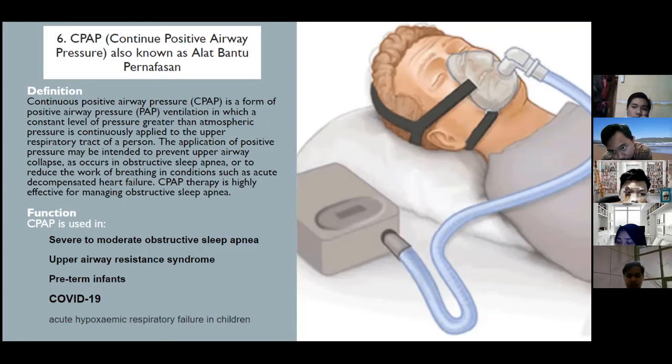The application of positive pressure may be intended to prevent upper airway collapse, as occurs in obstructive sleep apnea, or to reduce the work of breathing in conditions such as acute decompensated heart failure. CPAP therapy is highly effective for managing obstructive sleep apnea. The function is number 1, severe to moderate obstructive sleep apnea, upper airway resistance syndrome, preterm infants, COVID-19, and acute hypoxemic respiratory failure in children.